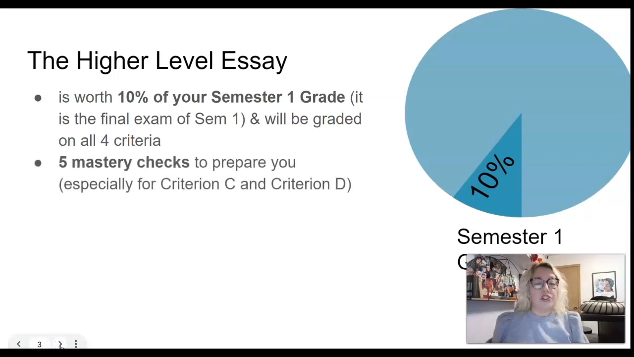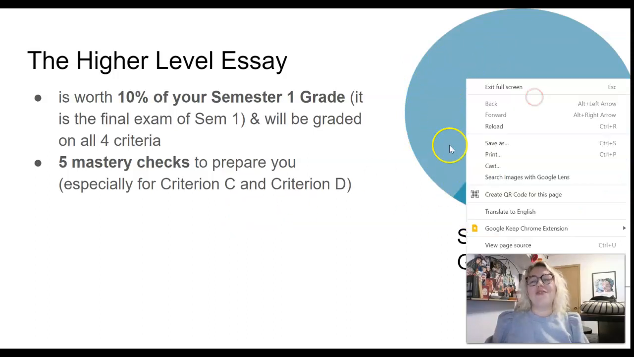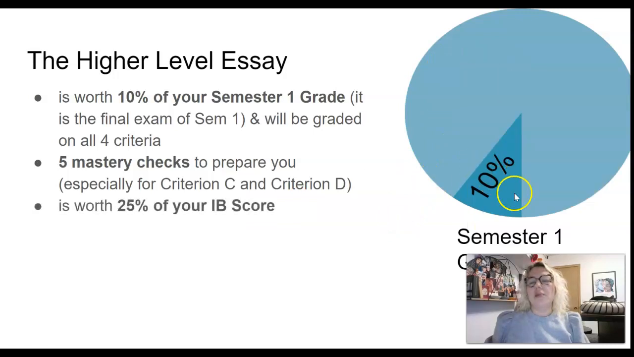There will be 5 mastery checks to prepare you, especially for those 2 criteria that we didn't cover so far. And those mastery checks, along with the packet, are going to be part of this 90%. It's just the essay that's here, this 10%. But of course, all of this stuff is what's supposed to be helping you towards that good grade on that essay. It is worth 25% of your IB score.